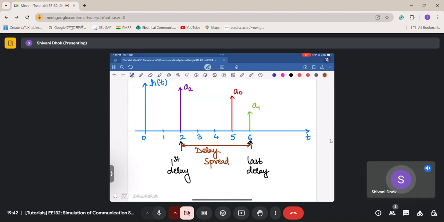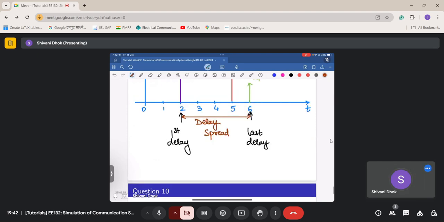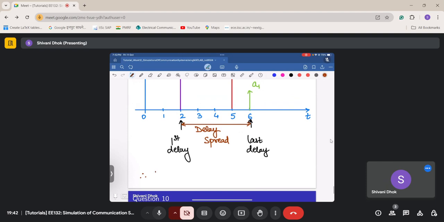Delay spread, by its name, means how much the delay taps are spread along your time axis. Therefore your delay spread is your maximum delay minus minimum delay, 6 minus 2, which is equal to 4 with some time unit, let's say seconds. Any questions? Is it clear?